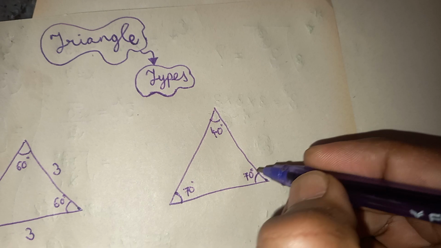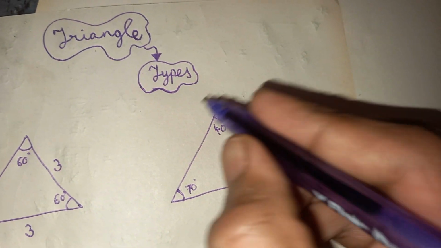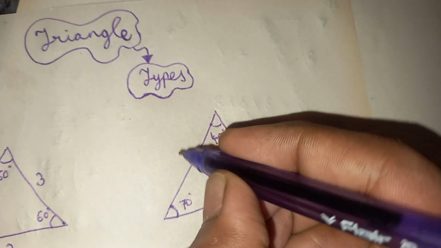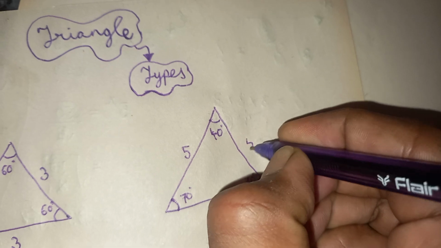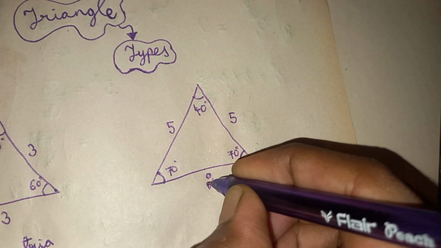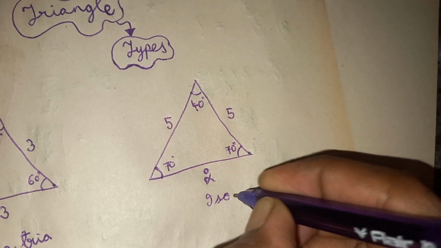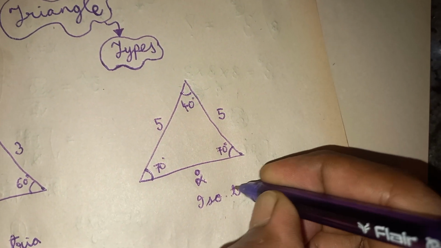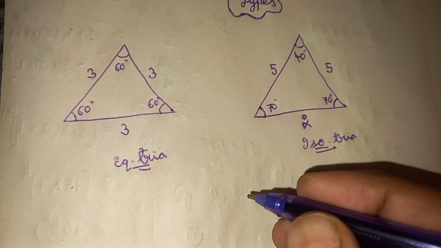Now two angles are equal and the corresponding two sides are equal, so these sides are 5 units, 5 units, and this is 2 units. This one is known as an isosceles triangle. Now I'm going to tell you about one more triangle.